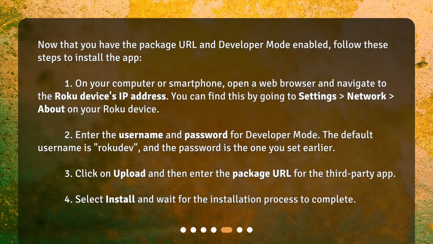2. Enter the username and password for developer mode. The default username is RokuDev, and the password is the one you set earlier. 3. Click on Upload and then enter the package URL for the third-party app. 4. Select Install and wait for the installation process to complete.